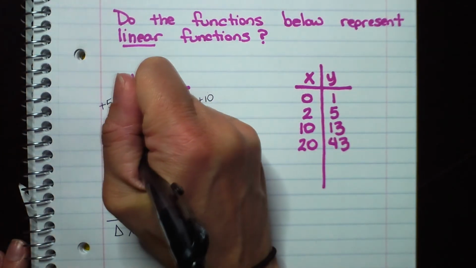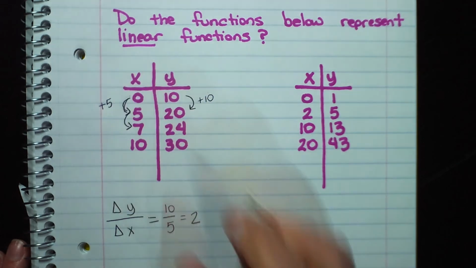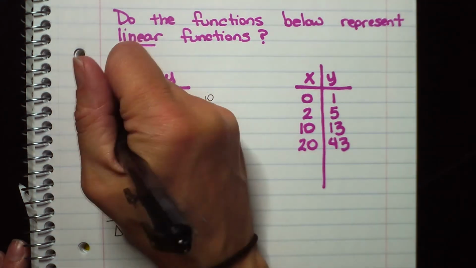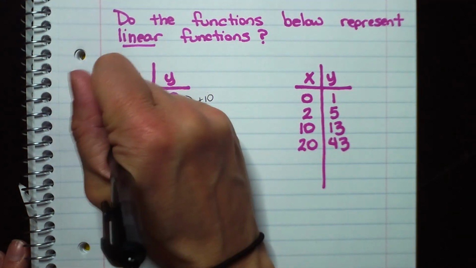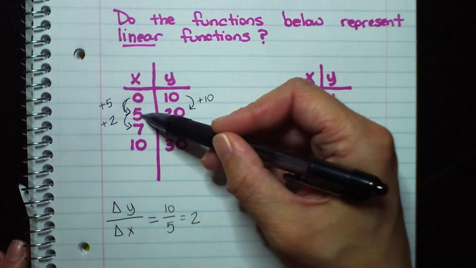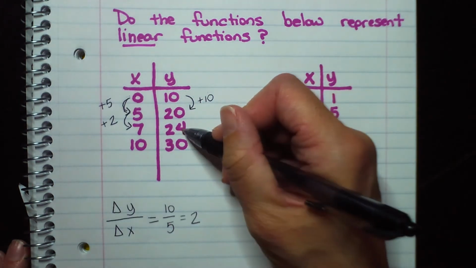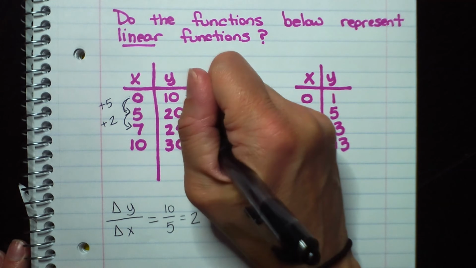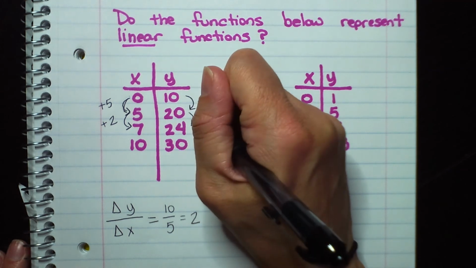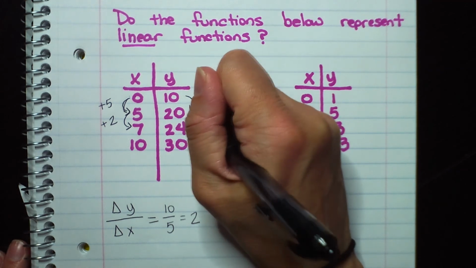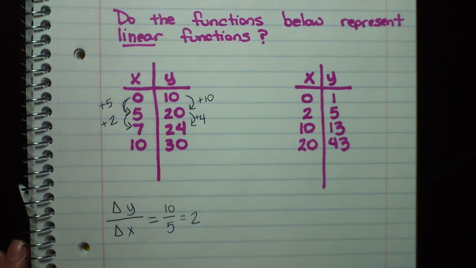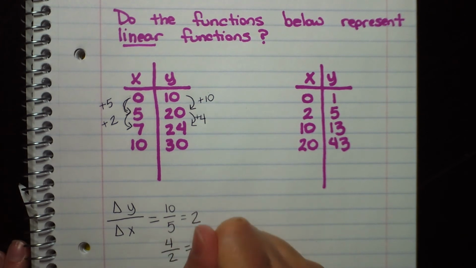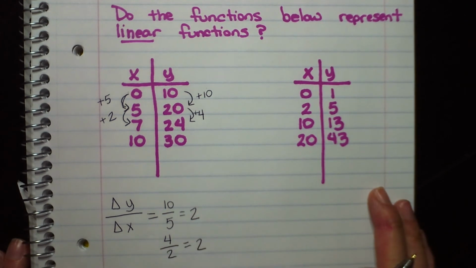Now I'm going to jump from 5 to 7 on my x side, and that is an increase of 2. Again, I do that by 7 minus 5. And then 24 minus 20 gives me an increase of 4. So that's plus 4. If I divide that, 4 divided by 2 gives me 2 again. So I still have a rate of change of 2.